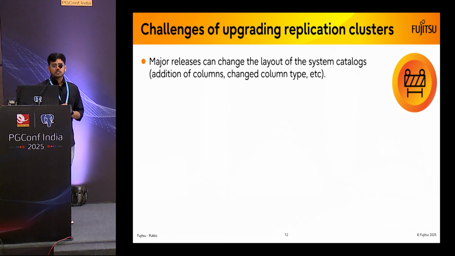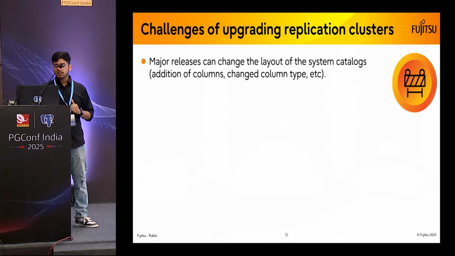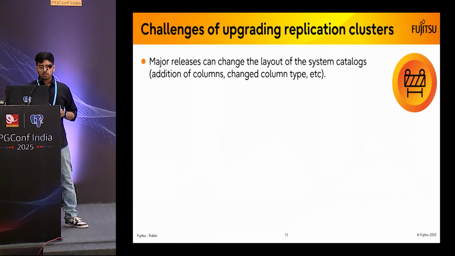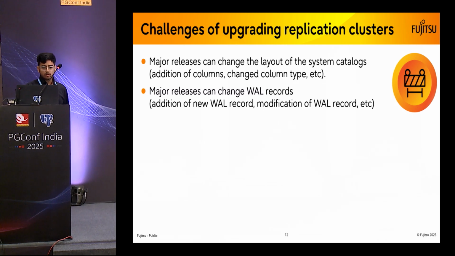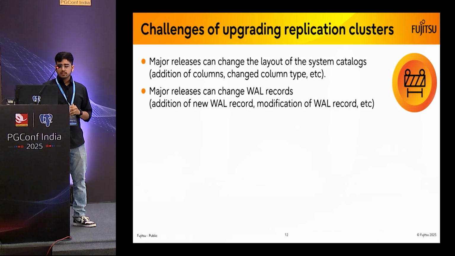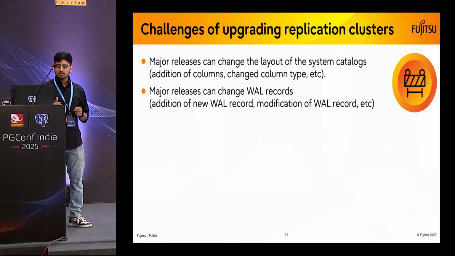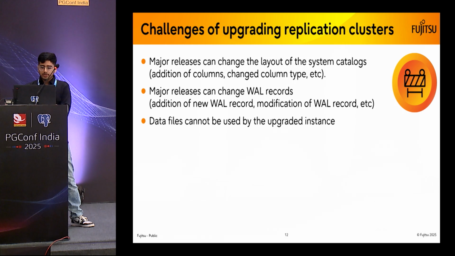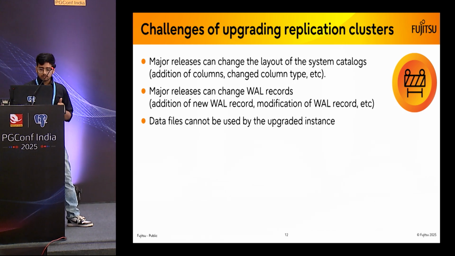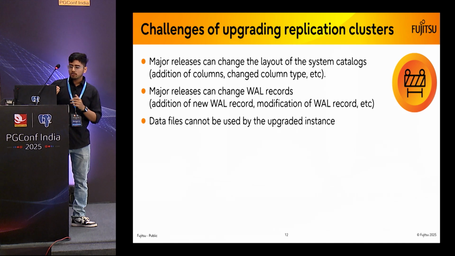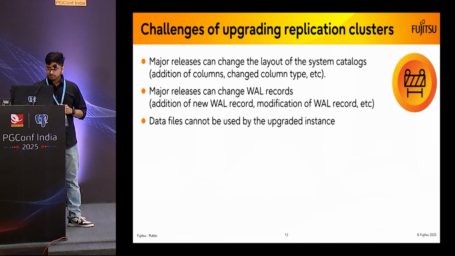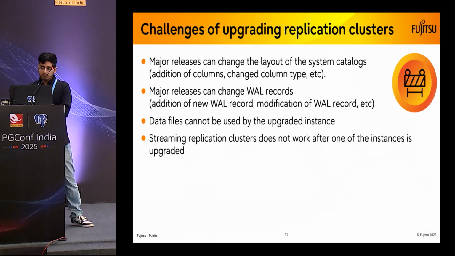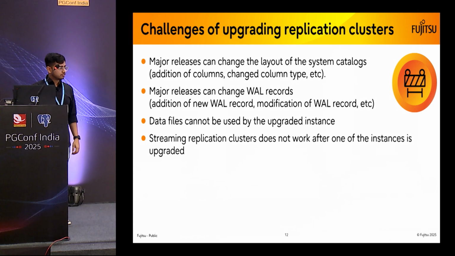The first challenge we faced is that major releases can change the layout of the system catalogs. There can be some addition of columns. There can be a change in the data types of columns. Also, major releases can change the WAL records. Also, a new major version upgraded instance cannot access the old data files. And a streaming replication cluster does not work after one of the instances is upgraded.